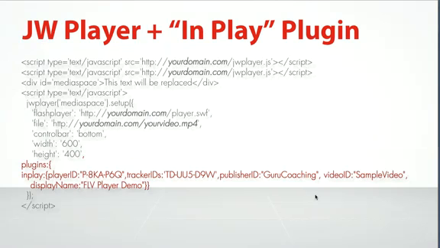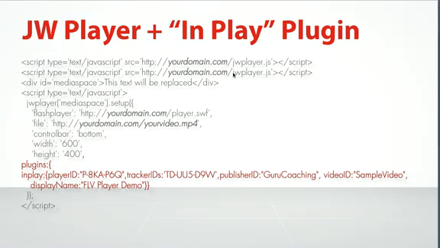Okay, so here's the code for the JW player. This is probably the easiest way to do it. Just copy and paste this from your PDF file. And just remember, you want to replace these things here, like yourdomain.com. You want to have it point to where your JW player is.